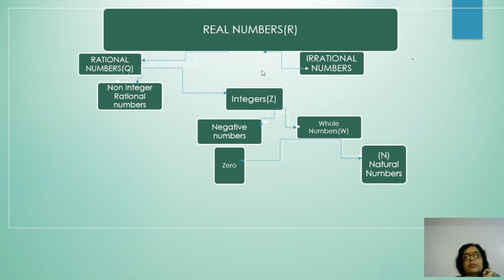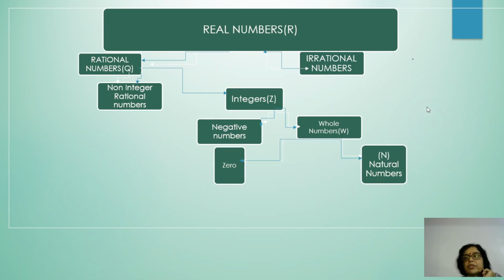Now, real numbers are bifurcated into two major categories: rational numbers and irrational numbers. Rational numbers can further be subdivided into non-integer rational numbers and integers Z. From the integers, if we remove the negative integers, we are left with whole numbers W. And from the whole numbers W, if we remove 0, we are left with natural numbers N. Irrational numbers are of the form root 2, root 3, pi. All these are irrational numbers.